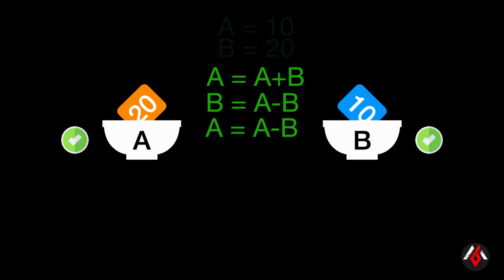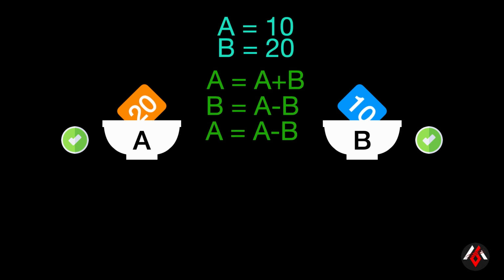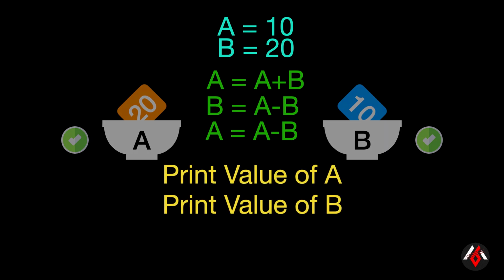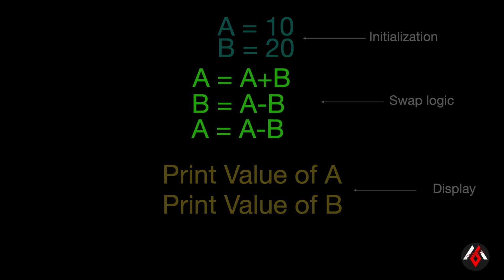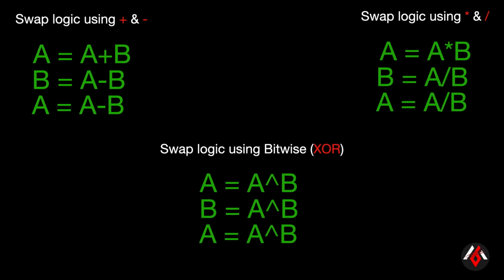The container here represents a variable in any programming language. Since we know the logic of swapping, let's write an algorithm, aka the pseudocode. We have an initialization section, swap logic, and a display section. Is this the only way to solve this problem? No way. There are many ways to approach this problem. Some of them are listed here.